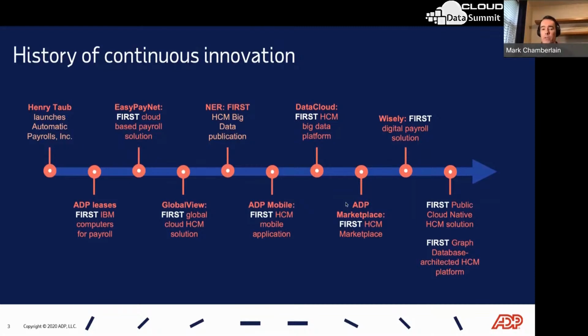A couple other things on the screen we'll touch on. ADP Mobile was the first HCM mobile application, and Data Cloud was the first HCM big data platform. So again, there's a lot of firsts on the screen, and ADP has a history of continually innovating and looking at new ways to meet the needs of our customers.